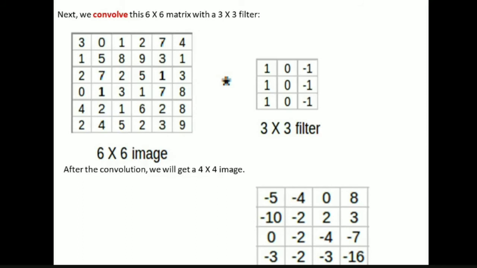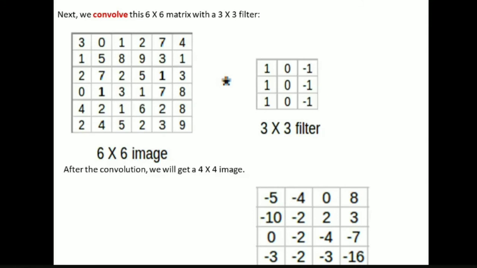After convolving this 6 by 6 image matrix with the 3 by 3 filter, we will get a 4 by 4 image. We shall now see how we get this 4 by 4 image by convolving a 6 by 6 image with the 3 by 3 filter. What is the first value in this 4 by 4 image? -5, sir. -5. So now we have to know how we get this -5 value.